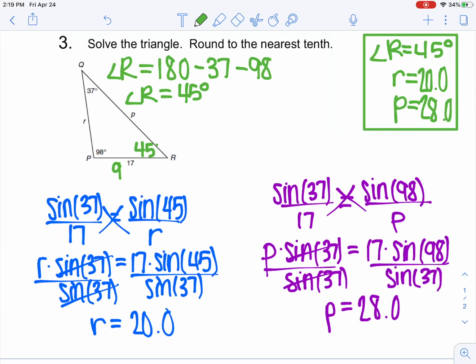So now we have solved all of our missing parts, so this problem is finished.